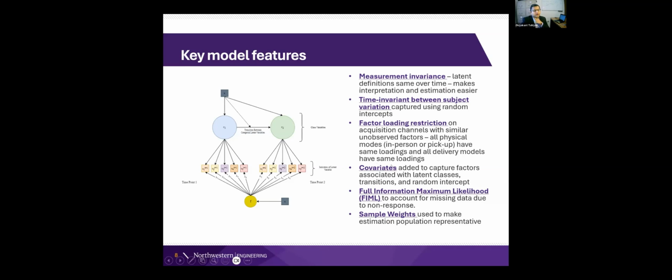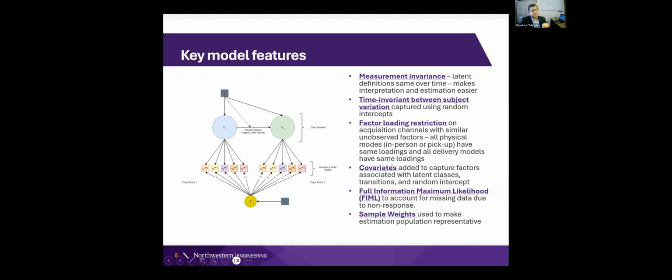We also add covariates to our analysis to try to understand different things. One of them is here in the random intercept factor. One of them is here between trying to understand who is more likely to be in what cluster versus other. And then we also try to understand who is more likely to transition from one cluster to another.